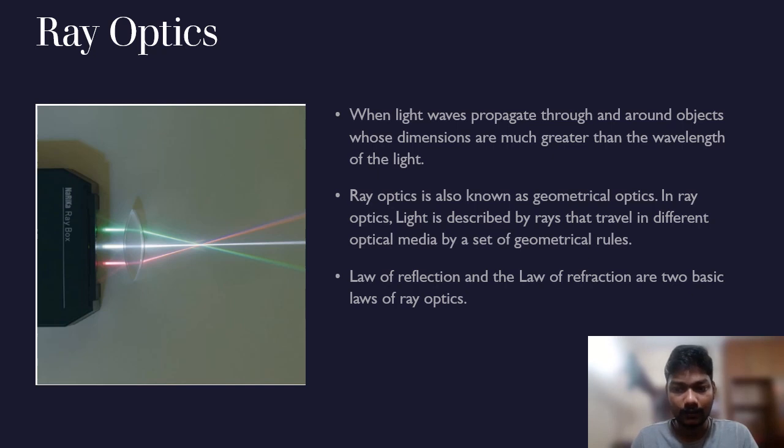These are basically the domain of ray optics. Ray optics is also known as geometrical optics. In ray optics, light is described by rays that travel in different optical media by a set of geometrical rules. So ray optics is defined by a set of geometrical rules, and the two basic laws, as we know from class 11 and 12, are the law of reflection and the law of refraction in ray optics.